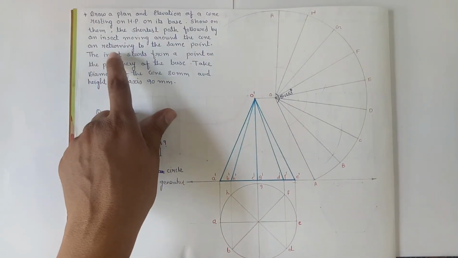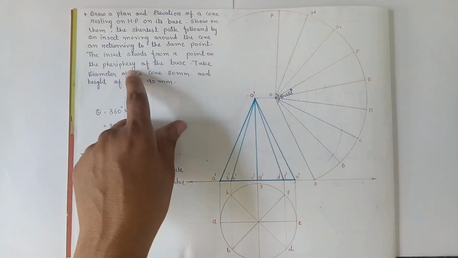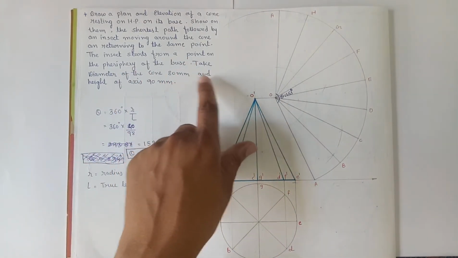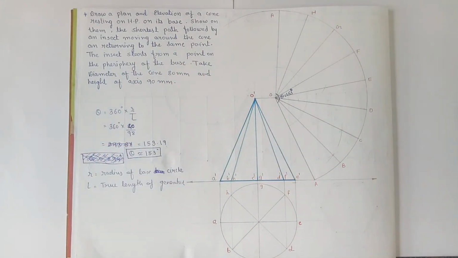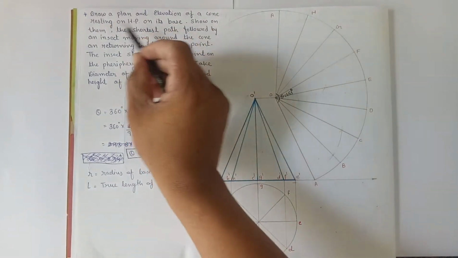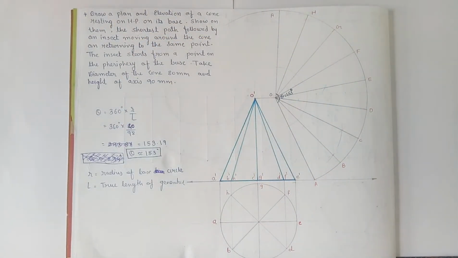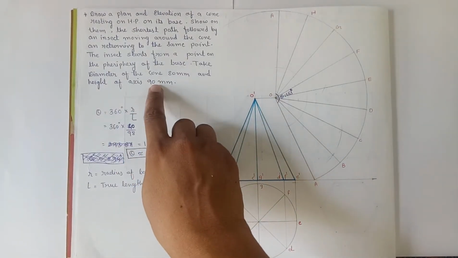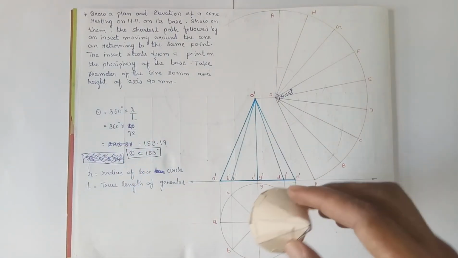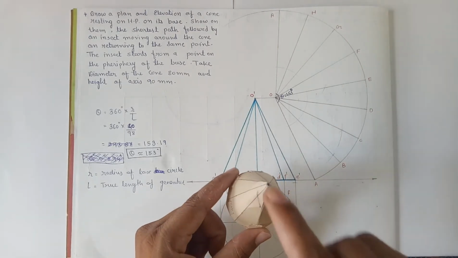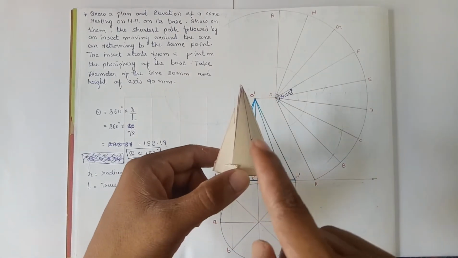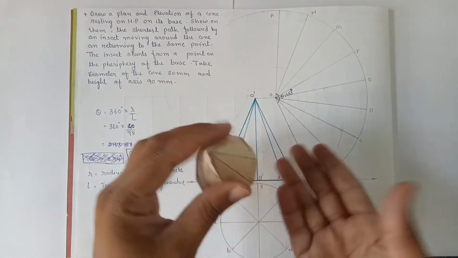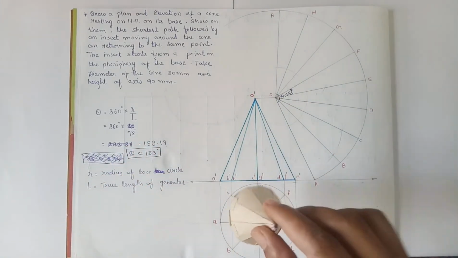The insect starts from a point on the periphery of the base. Take the diameter of the cone as 80 mm and the height of the axis as 90 mm. So first of all we have to draw the plan and elevation of the cone resting on its base on HP. The base circle diameter is 80 mm and the axis is 90 mm.